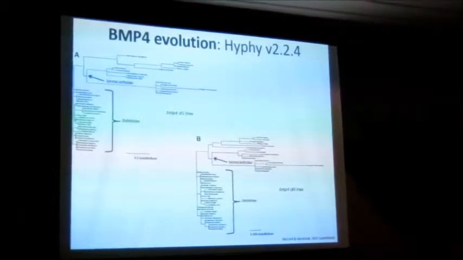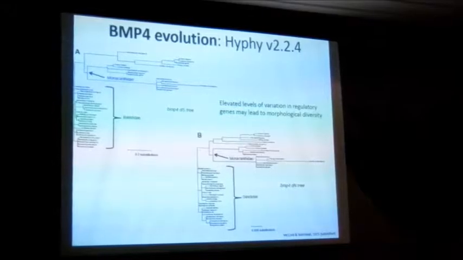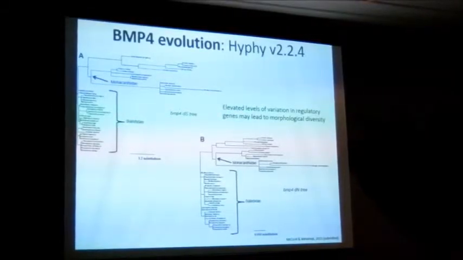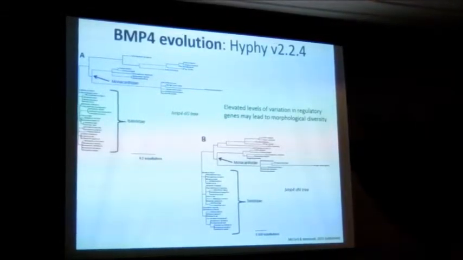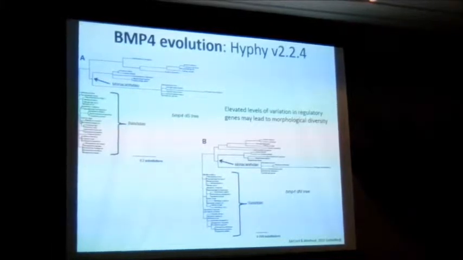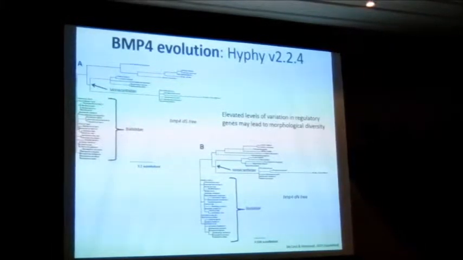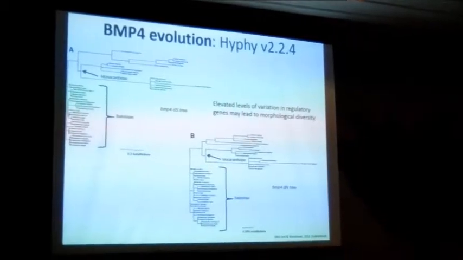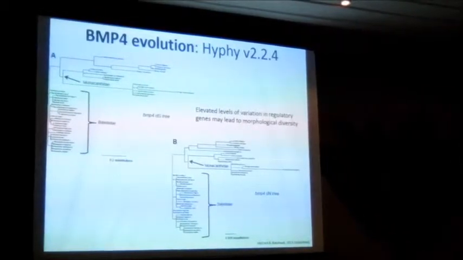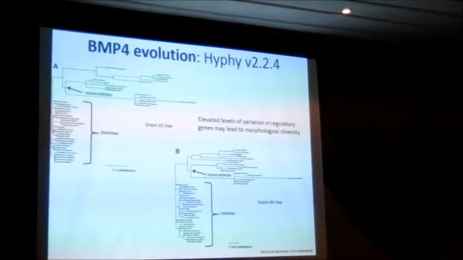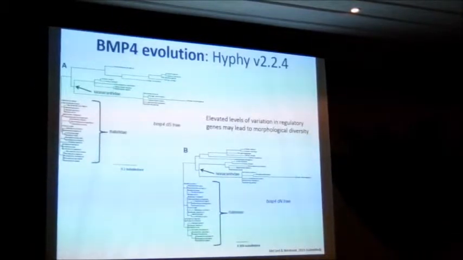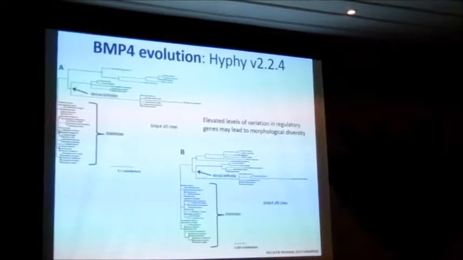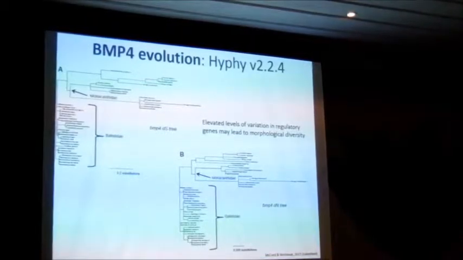Which is interesting, because other folks have found that elevated levels of variation in regulatory genes are correlated with morphological diversity. Of course, this is a preliminary finding. I'm not saying that there's a nice and easy genotype and phenotype story here. But in a group of fishes that's known for their weird cranial anatomy, something strange is going on in a regulatory gene that has something to do with the ontogeny of those cranial elements.